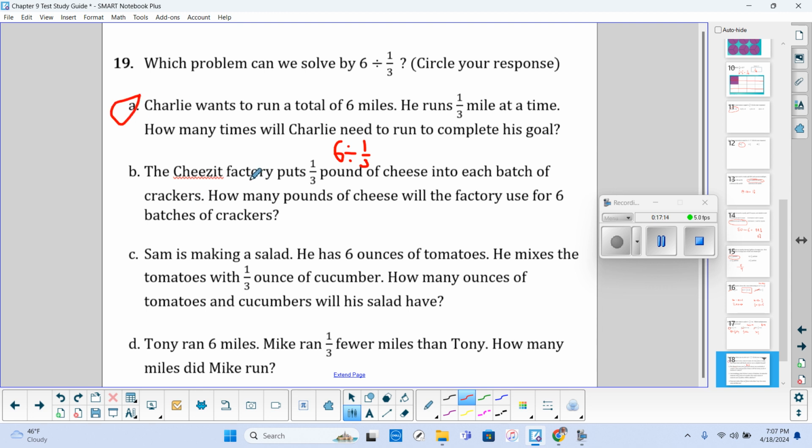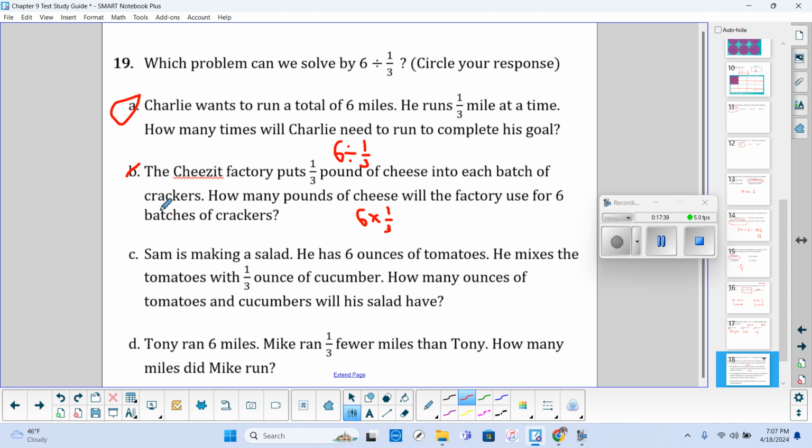Let's look at choice B. The Cheez-It factory puts 1/3 of a pound of cheese into each batch of crackers. How many pounds of cheese will the factory use for 6 batches? Well, is this a division problem? If it uses 1/3 of a pound for each batch, this is actually a multiplication problem. 6 times 1/3. So that's out.